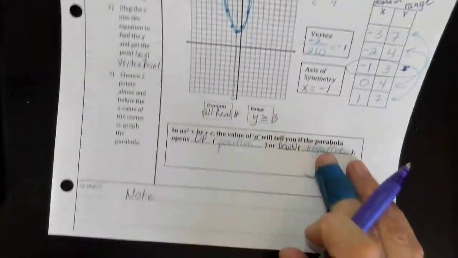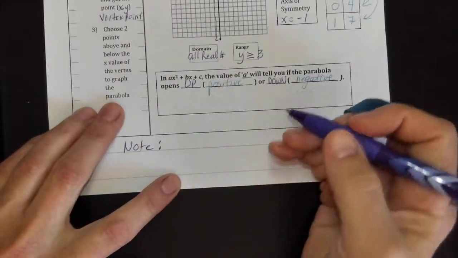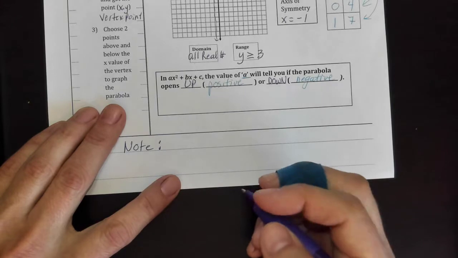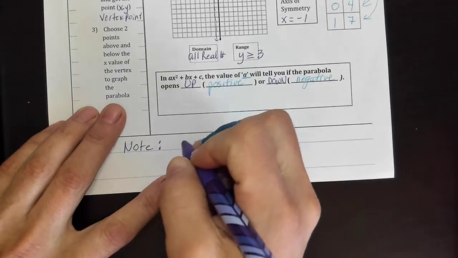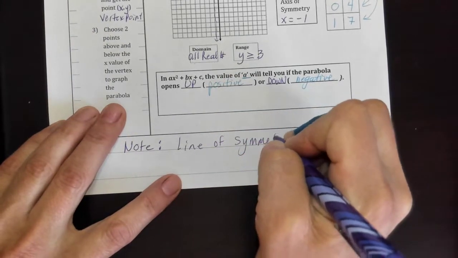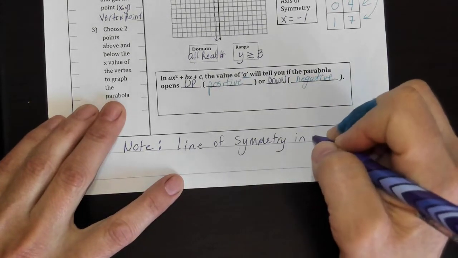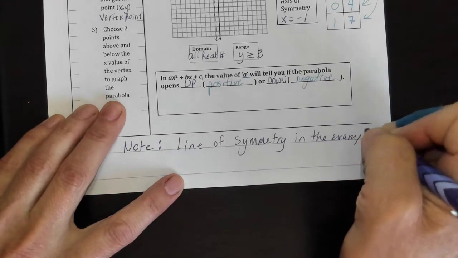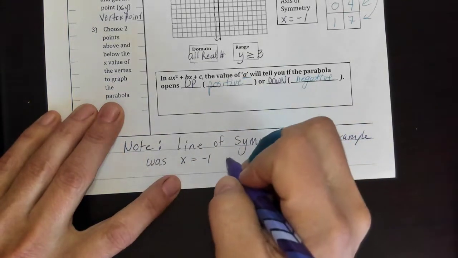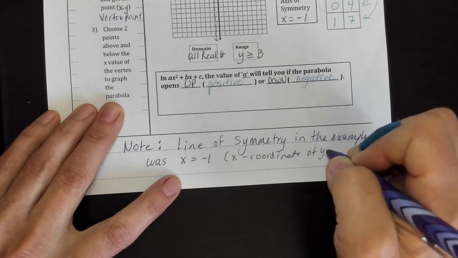Okay, you guys. So second part here. I just want to make a note that you'll notice this line of symmetry on a parabola. Remember the line of symmetry? In other words, where this parabola is going to fold in half and match on the graph. In the example here it was x equals -1. And remember that is the x coordinate of your vertex.